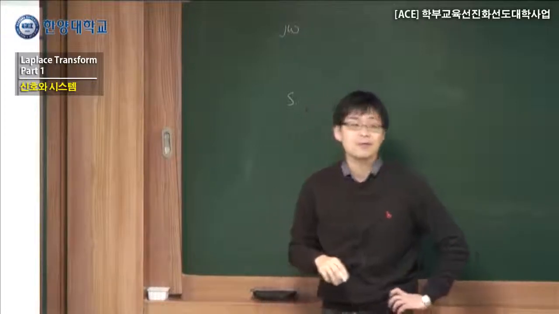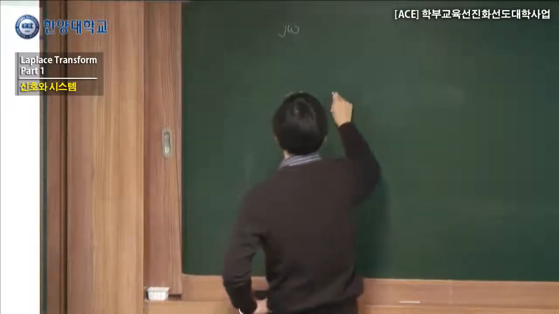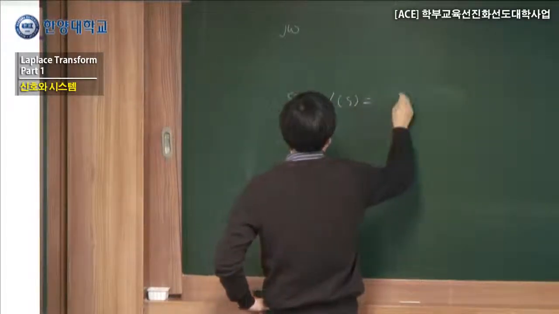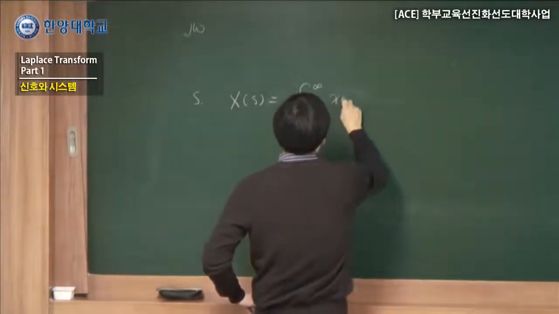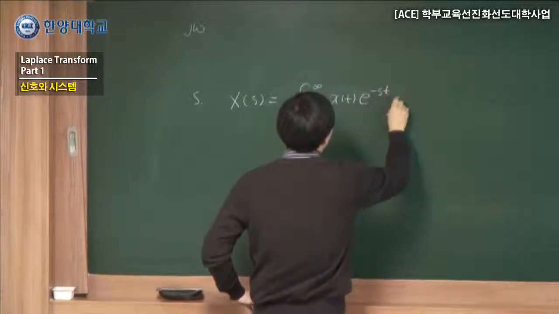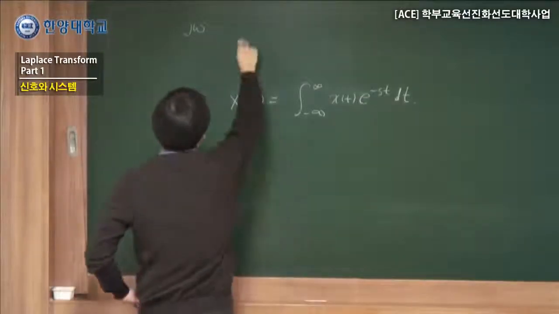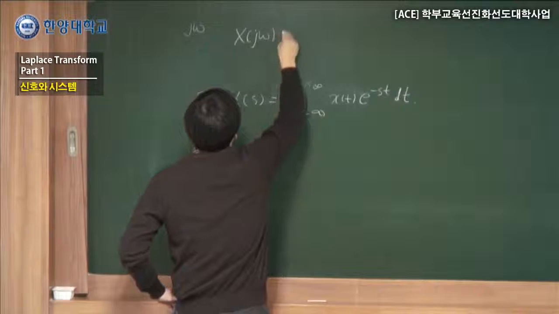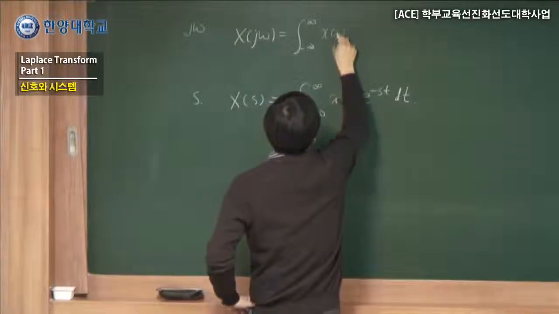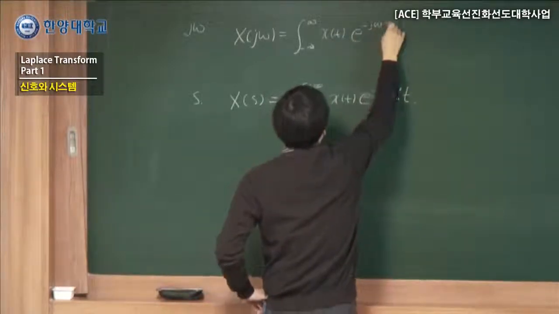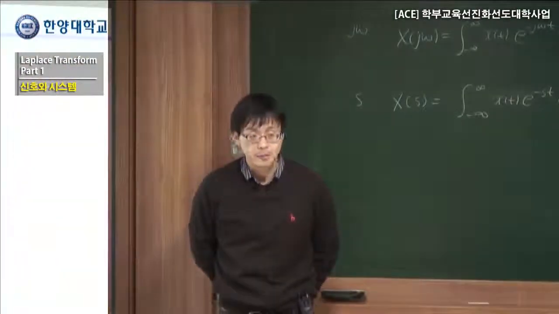But they have very similar properties. If you see the Laplace transform, it is given by X(s) equals the integral from minus infinity to infinity of x(t) e to the minus st dt. That's how it looks. In the case of the Fourier transform, it is given by x(t) e to the minus j omega t dt. Is it right? As you can see on the screen.